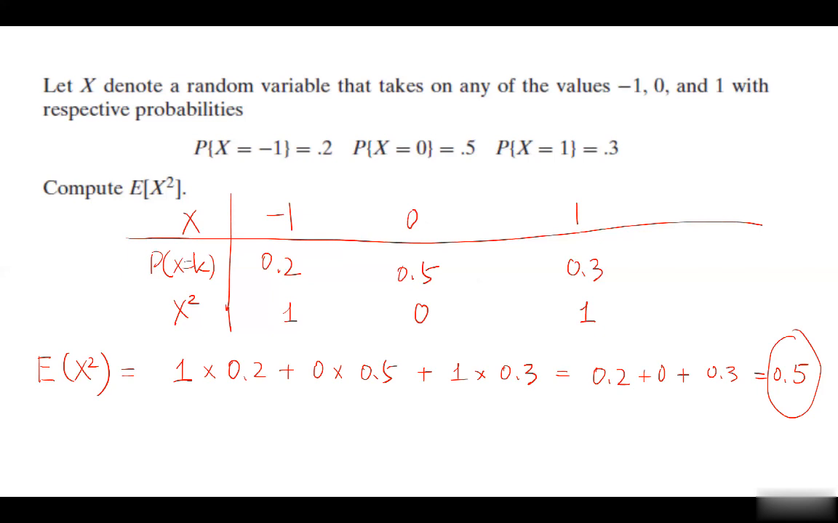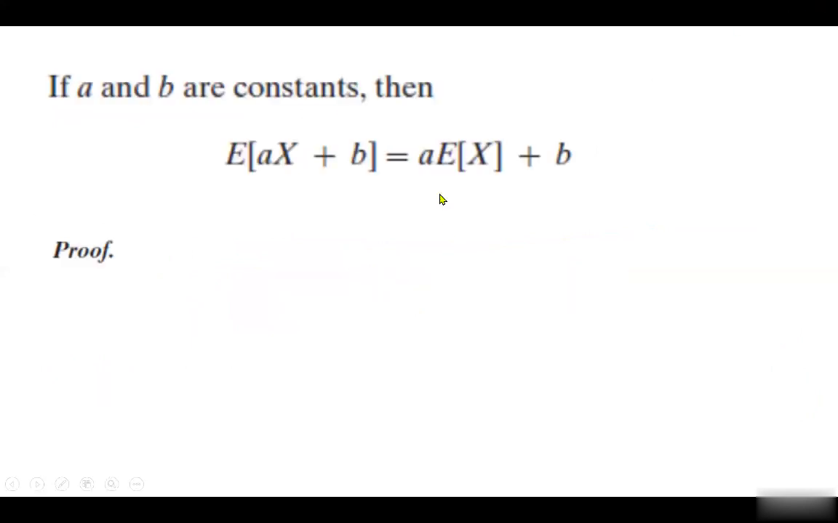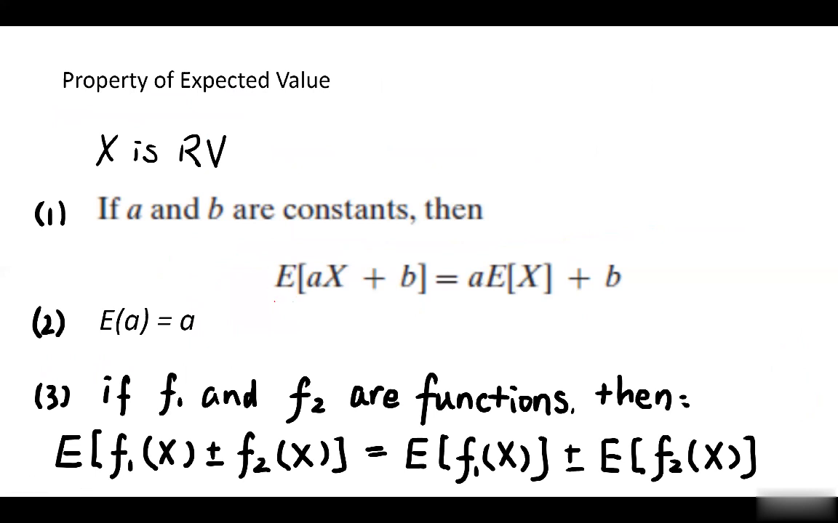No? All right, let's see some important properties of expected values. First one: if a and b are constants, then we will have the following property. That means if we have a linear combination of x, ax plus b, the expected value of ax plus b equals, we can first calculate EX, then times a, then plus b, right? So how do we prove this property? I'll give you a proof, okay?